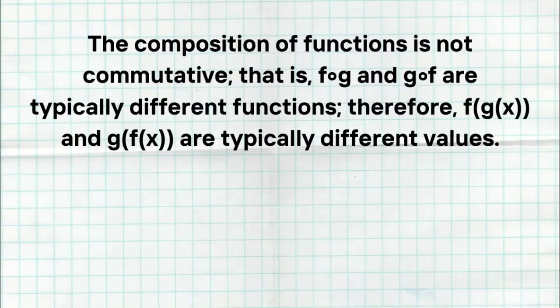Now, the composition of functions is not commutative. That is, f of g and g of f are typically different functions. It's not like multiplication where 2 times 3 and 3 times 2 are the exact same thing, where you can do it in any order you want. So the order here does matter. They're not always going to be the same. They potentially could be, but most frequently, they're not the same, which means we don't have that commutative property. So don't think that if you reverse them, you're going to get the exact same answer.